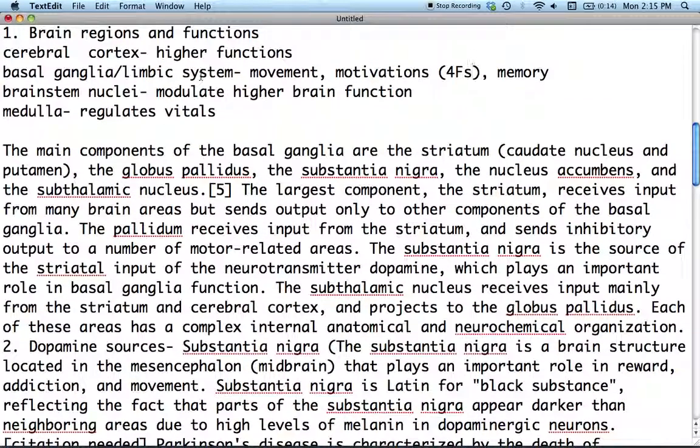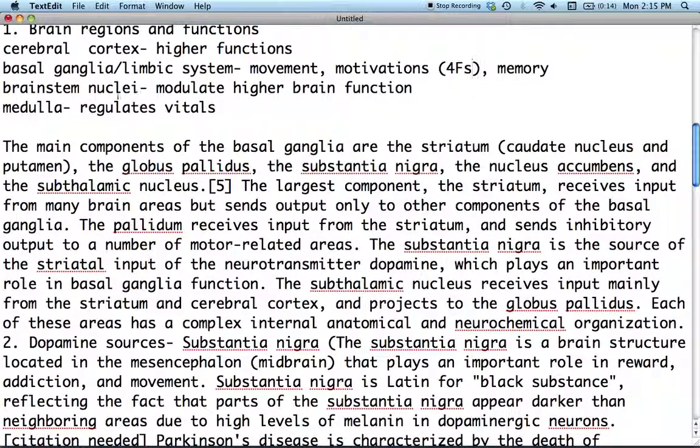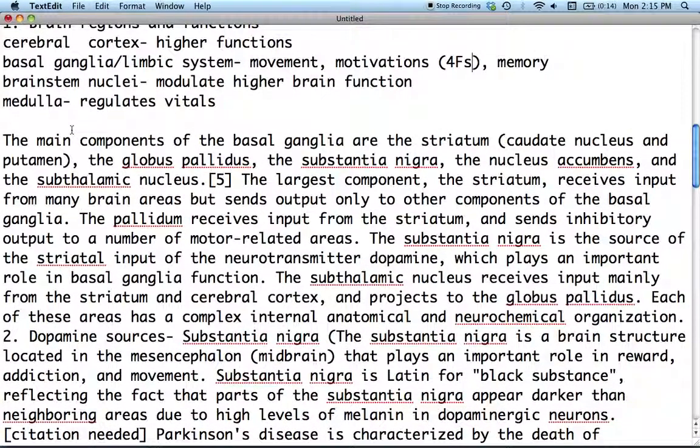Okay, brainstem nuclei. Their function is to modulate higher brain functions, and they do so via the variety of neurotransmitters that are produced in these regions and that project to other areas of your body, in particular higher brain areas. And the medulla is all about regulating your vitals, so breathing, respiration, blood pressure.